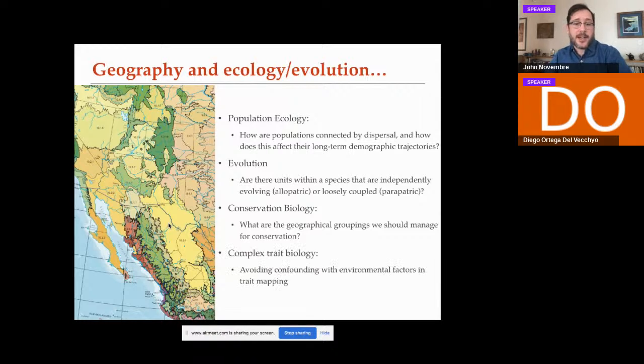And in complex trait biology, including disease mapping, we often need to understand geography and genetics to help avoid confounding environmental factors with genetic ones as we map traits. And then also as we design studies, especially in human biomedicine, to discover disease variants and understand how to use them for public health. So in all of these areas, it's very useful to understand the population structure of a species, and one of the ways we can do that is with genetics.